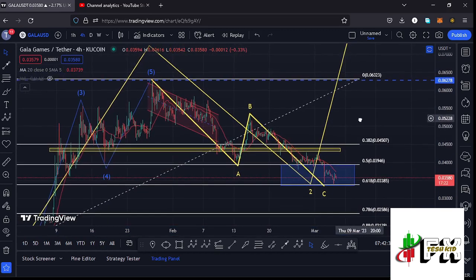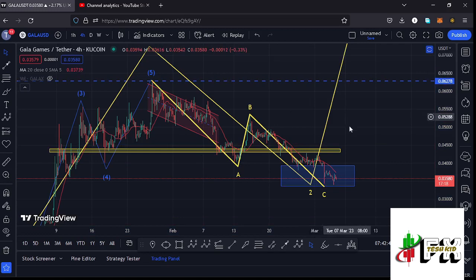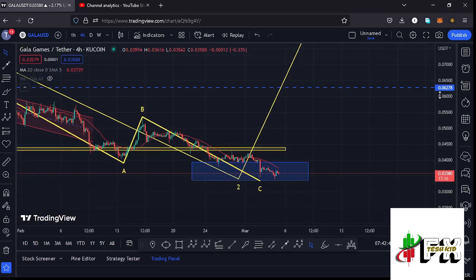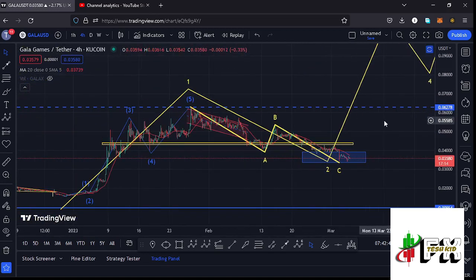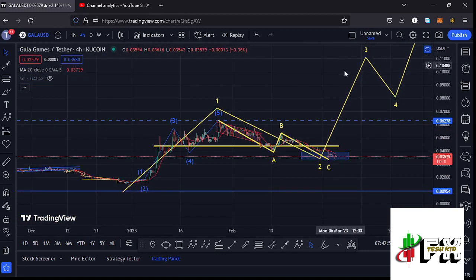And since we have fully maximized that target area, there are chances that soon we are going to start gearing up for the start of an explosive move to the upside in the formation of this wave 3, and that is assuming that the breakdown here on the Gala Games chart is not going to continue and also give us one more leg down in the formation of that wave 2.